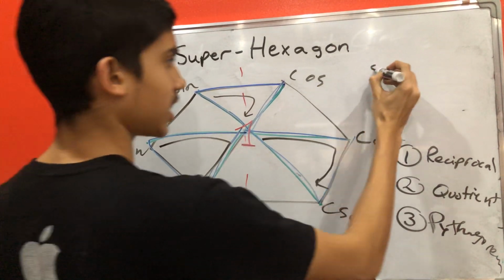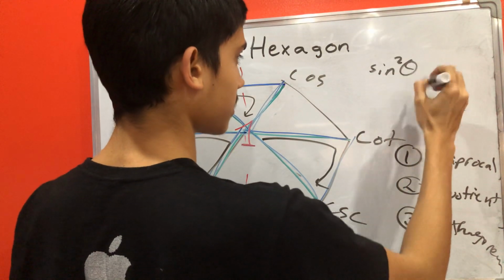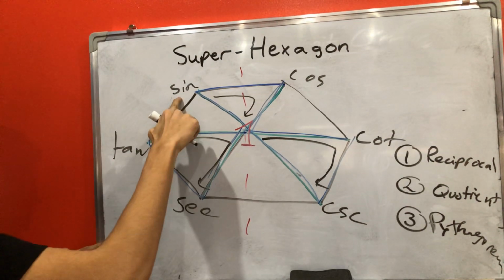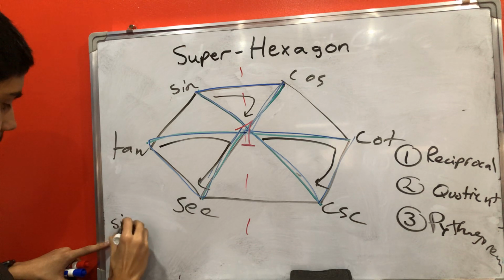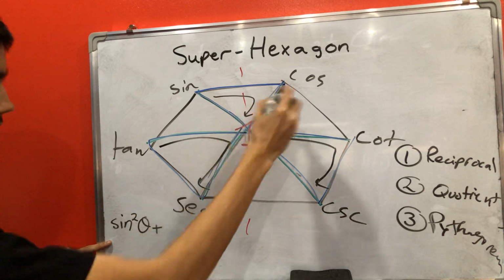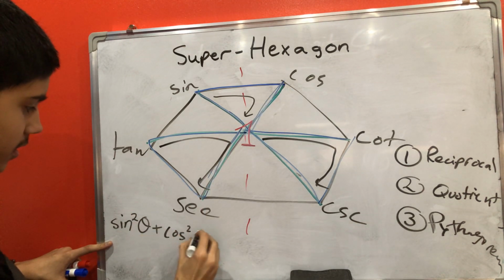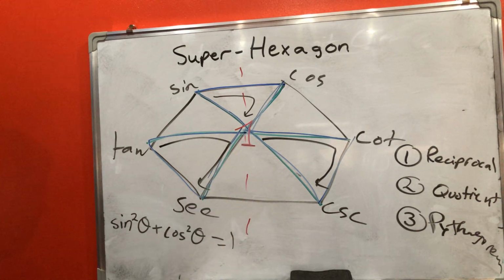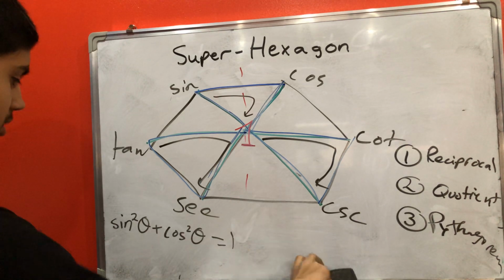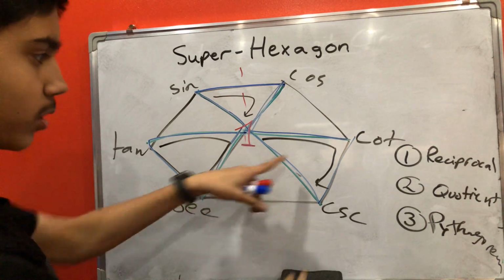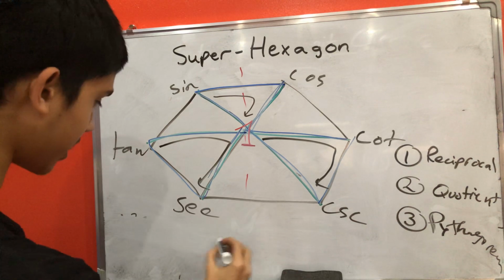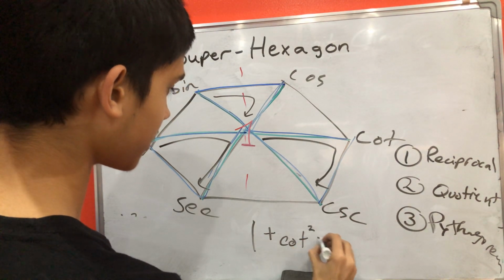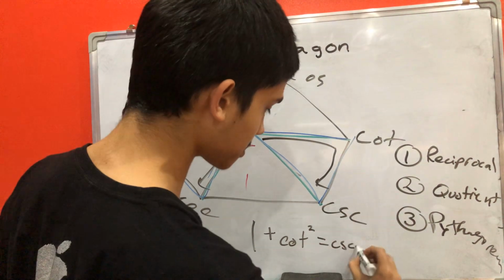So for example, sine squared theta. Okay, let's write it where we have more space. Where do we have some space? We can write it here. Sine squared of theta plus cosine squared of theta is equal to 1 squared, but you don't have to write 1 squared. Okay. So this is the first Pythagorean identity. We also have two more just from looking at this hexagon. So this 1 plus cotangent squared is equal to cosecant squared.